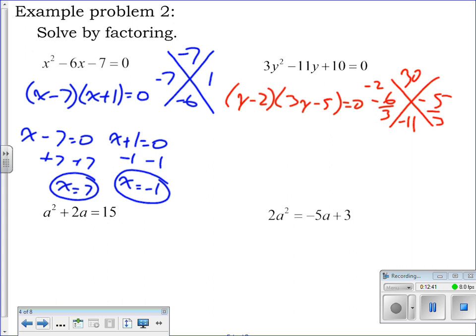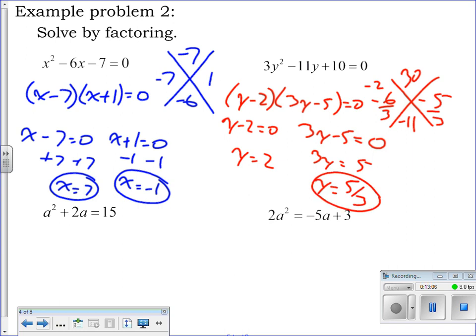My two factors. Y minus 2 is equal to 0. 3y minus 5 is equal to 0. Add 2 to both sides. Y equals 2. Add 5 to both sides. 3y equals 5. Divide by 3. Y equals 5/3. Okay. Work shown.